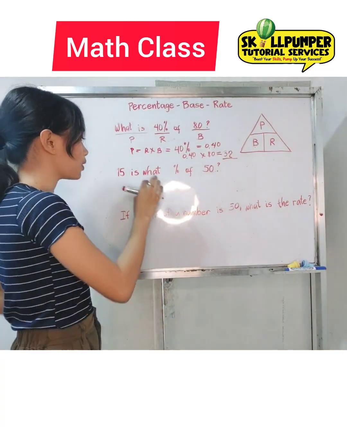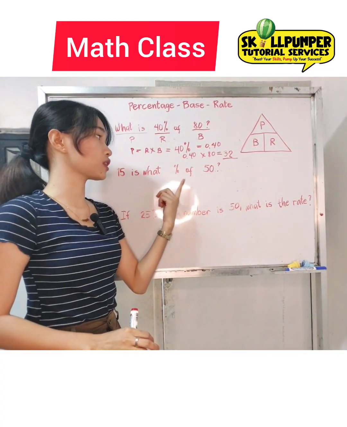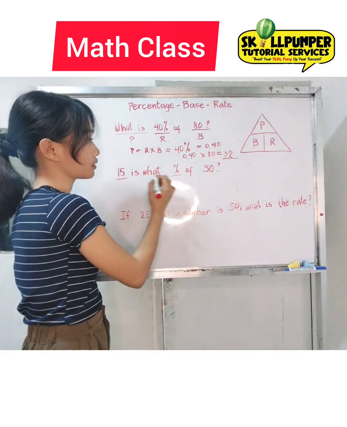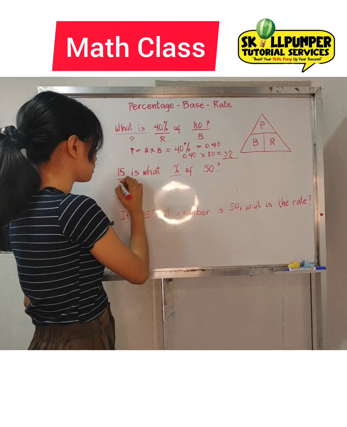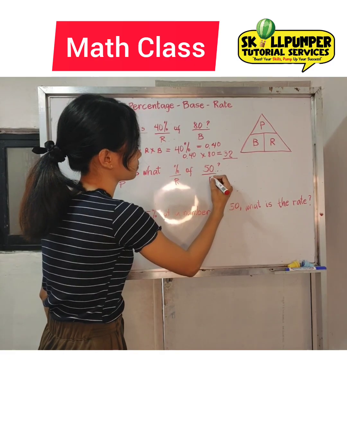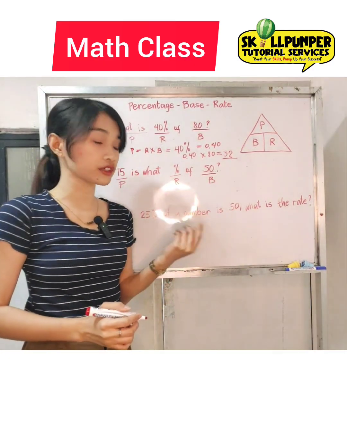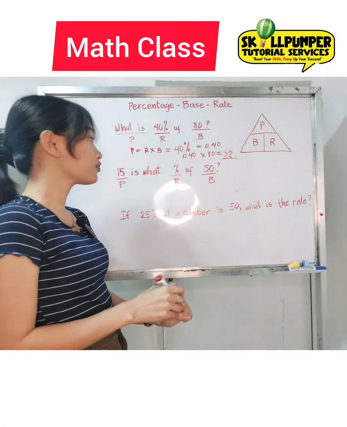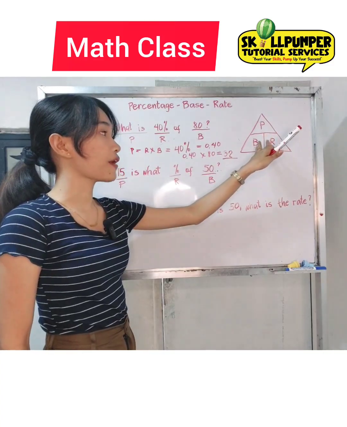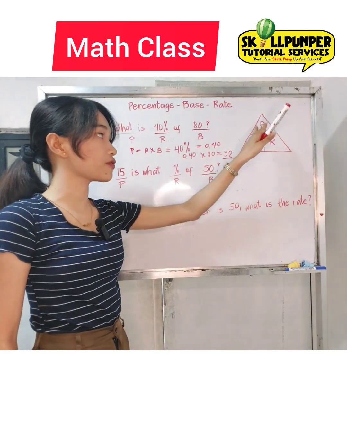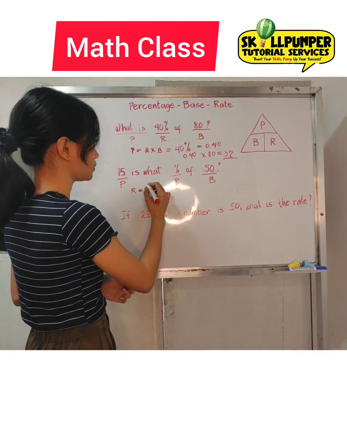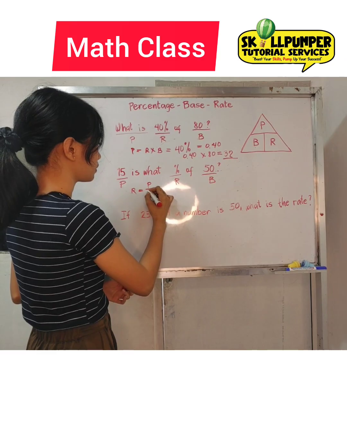Here is another example. We have 15 is what percent of 50? So percent and 15. So 15 is P and this is R and this is the B. So base is the larger number. So our formula for rate is P divided by base or percentage divided by base. So rate is equal to P over base.